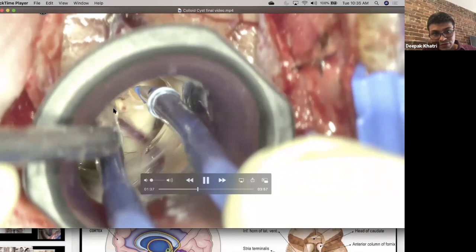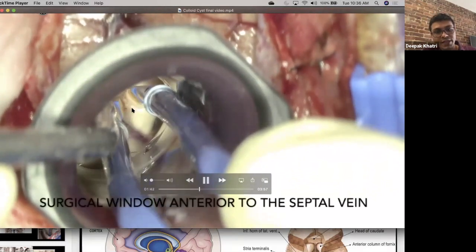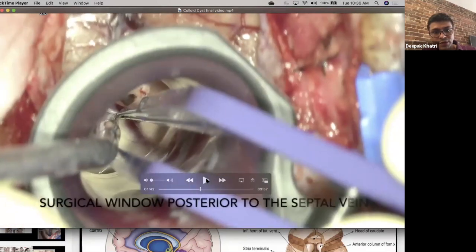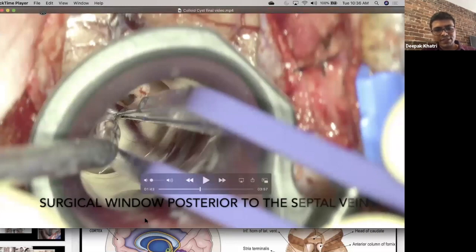So this structure, remember I showed you the anterior septal vein. Right now we are working on the septum pellucidum. Remember, we approached from the right side and the lesion was on the left side. Okay, so there is septum pellucidum between you and the lesion. So we have to make what we call surgical windows. At the same time, we have to preserve the septal vein. So we make multiple windows to access the lesion.